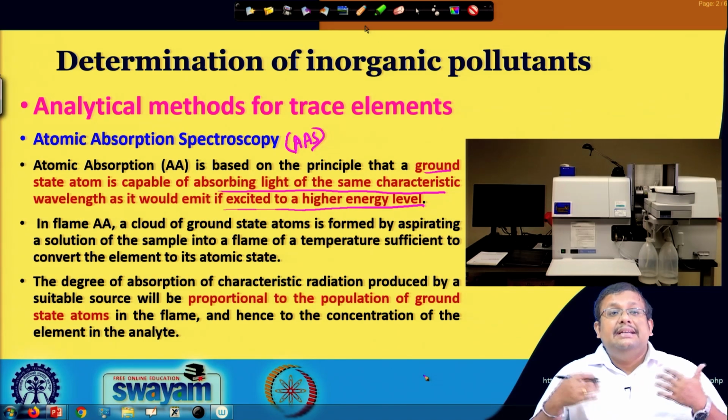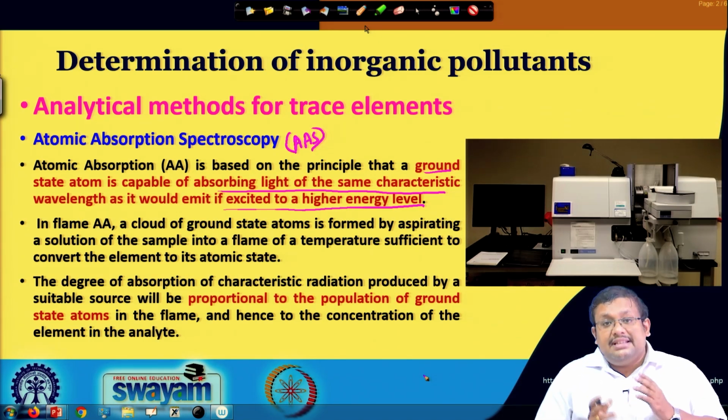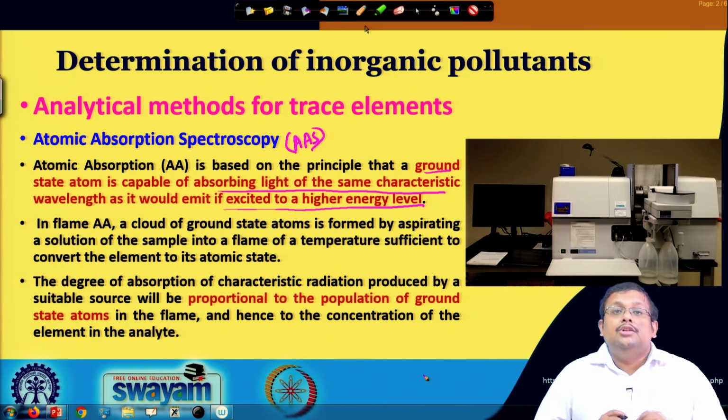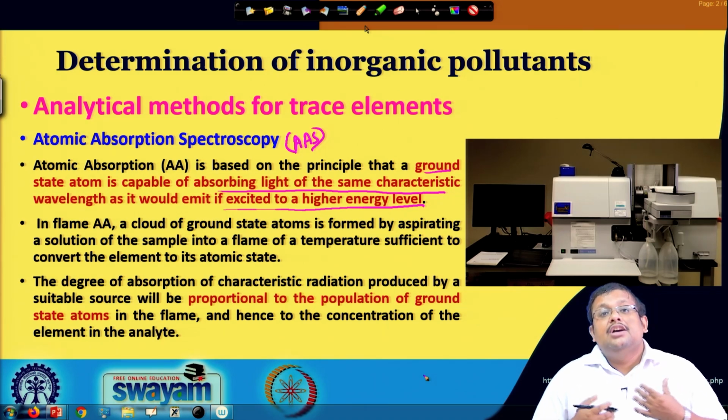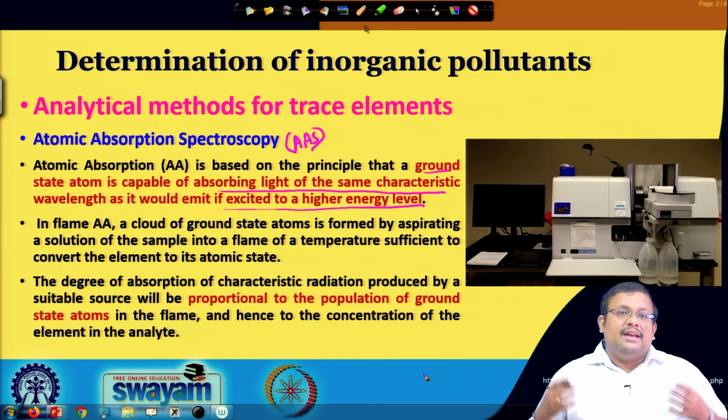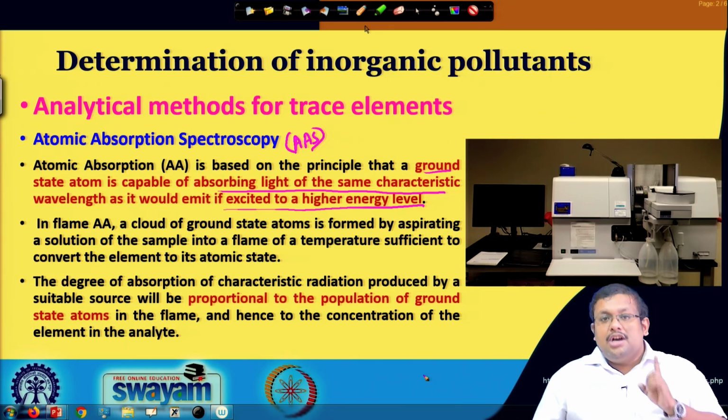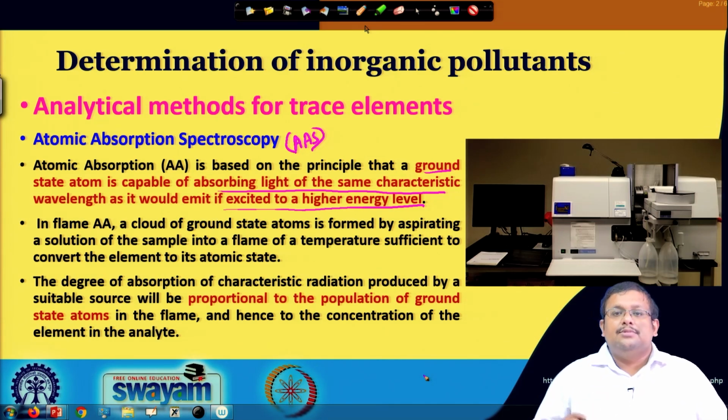Now, remember that the degree of absorption of characteristic radiation produced by a suitable source will be proportional to the population of ground state atoms in the flame and hence to the concentration of the elements in the analyte. So, the more atoms of a particular element in the ground state, the more characteristic radiation it will absorb. By this correlation we measure the concentration of a particular element through atomic absorption spectroscopy.